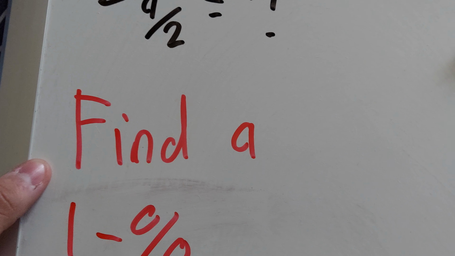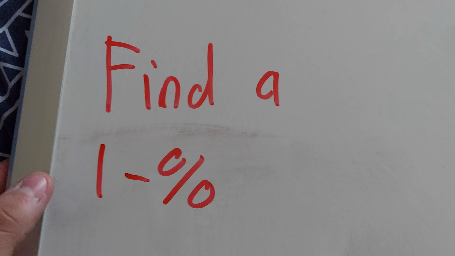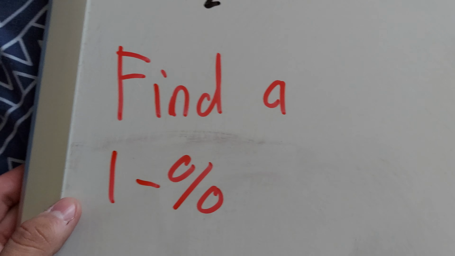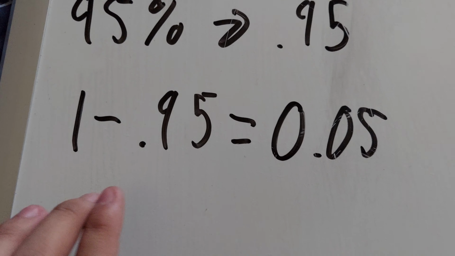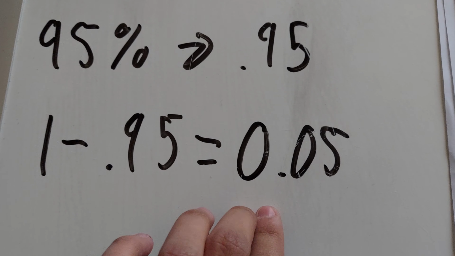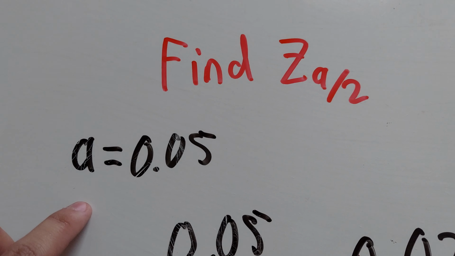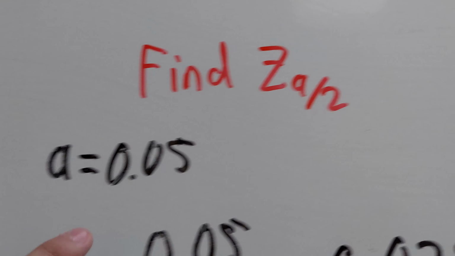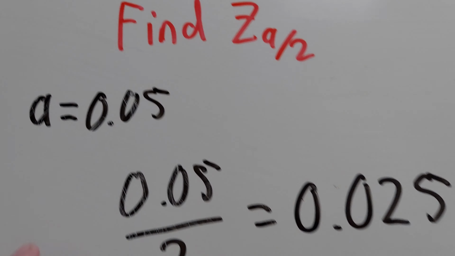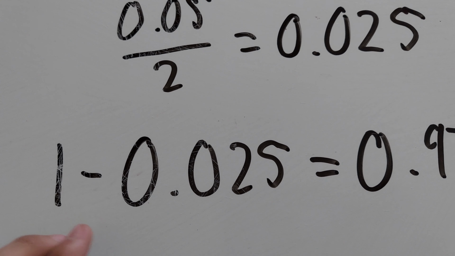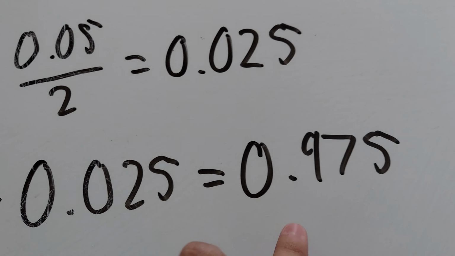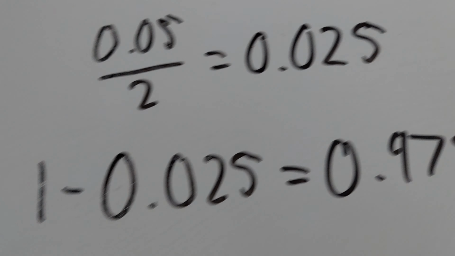Find alpha. So how do we find alpha? We're going to do 1 minus the percentage. The percentage we're going to use is the one that is provided to us, 95%, and we're going to turn that into 0.95. Then we do 1 minus 0.95 equals 0.05. So we got alpha equals 0.05. We're going to plug that into alpha divided by 2, and that's going to give us 0.025. One more step is we're going to do 1 minus 0.025, and that's going to give us 0.975.